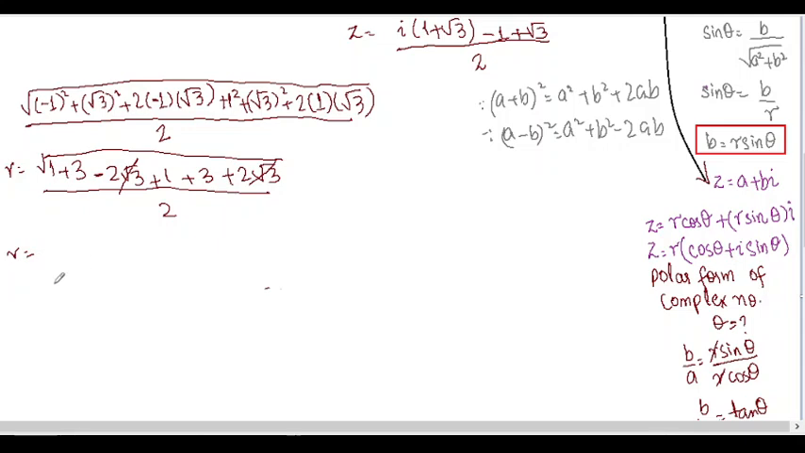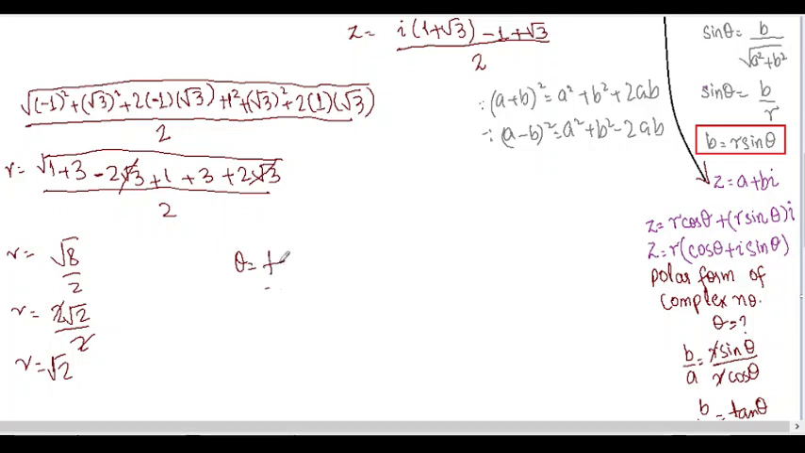r equals the square root of 1 plus 1 is 2, 3 plus 3 is 6, 6 plus 2 is 8, divided by 2. r equals 2 square root of 2 whole divided by 2, and r equals square root of 2. Now we found the value of r, we also have to find the value of theta.